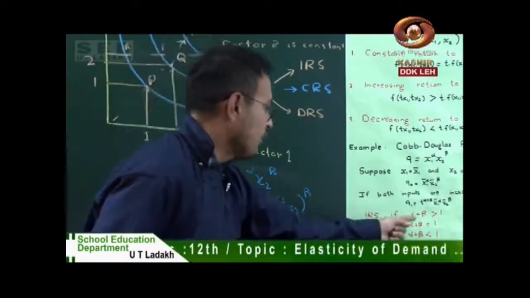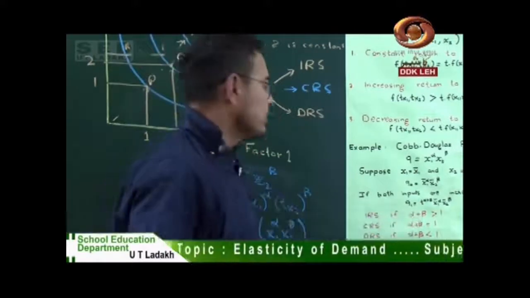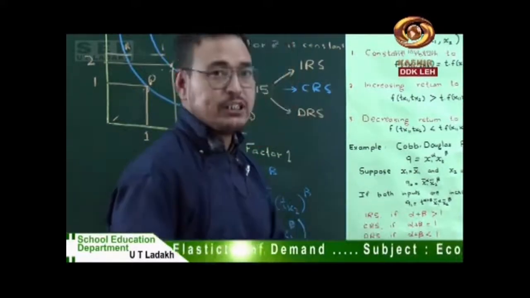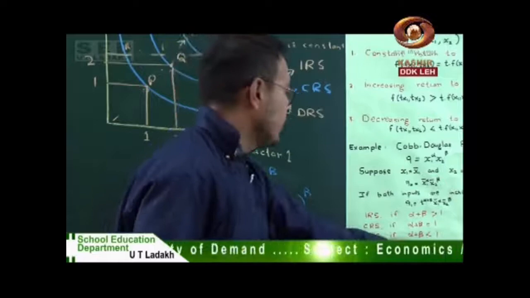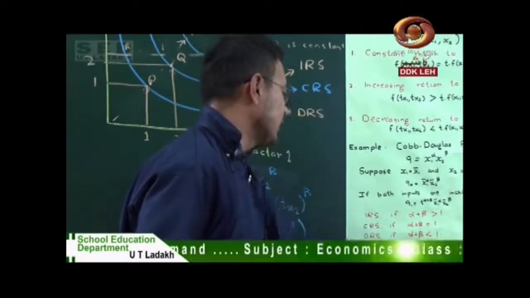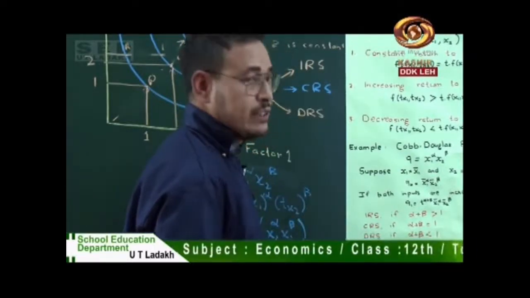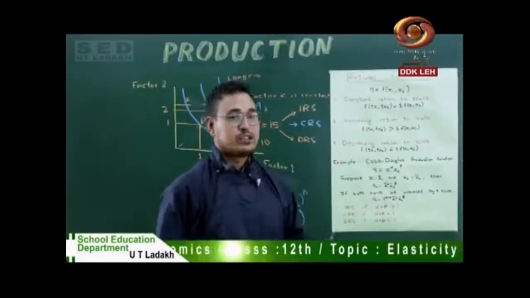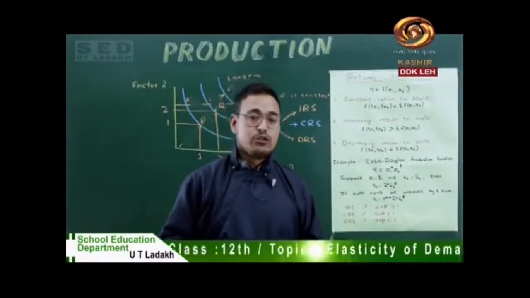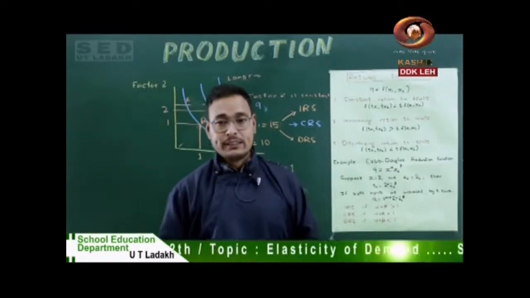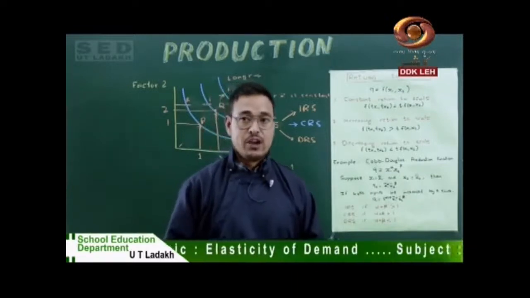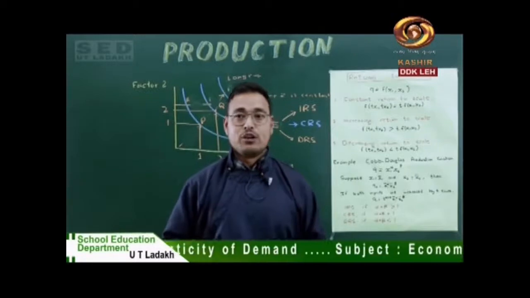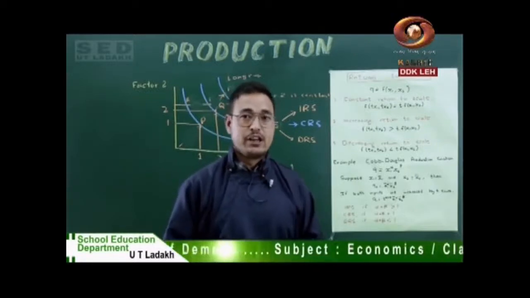If the value of alpha plus beta is larger than 1, then you will be having increasing return to scale. And if the value of alpha plus beta is less than 1, then you have decreasing return to scale. As far as these economies of scale are concerned, generally it could be due to internal reasons or due to external reasons. We call them internal economies or external economies.